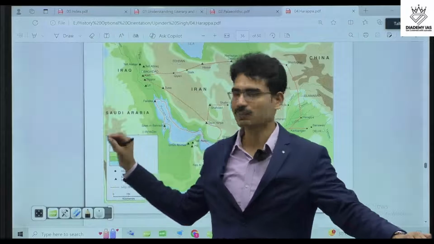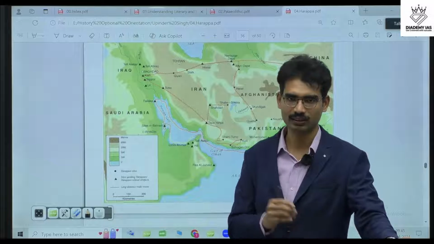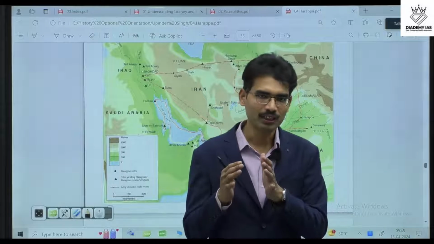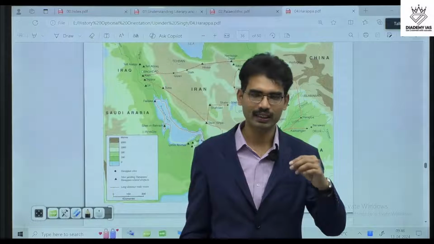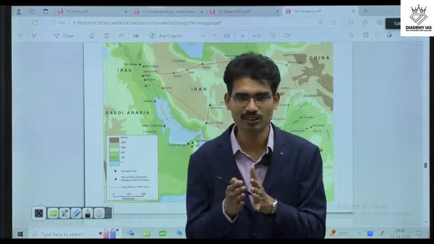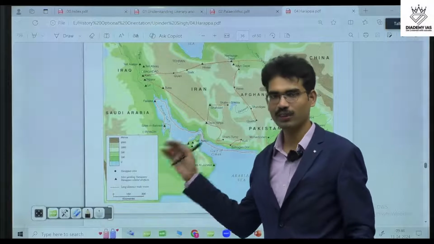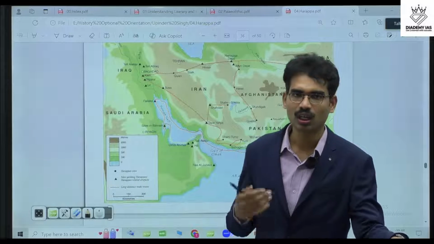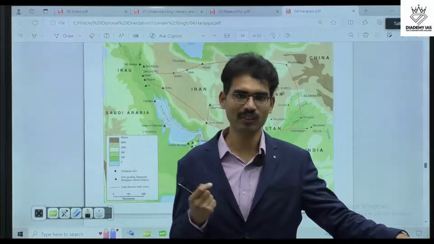No other book explains in such a detailed manner the way Upinder Singh's book has explained. That is why we definitely need to read this book. The students who cannot read the entire book, no matter, but please read the first 5 chapters very carefully. And I have given various maps also, and how they will be used in the examination. So this book is very, very crucial.